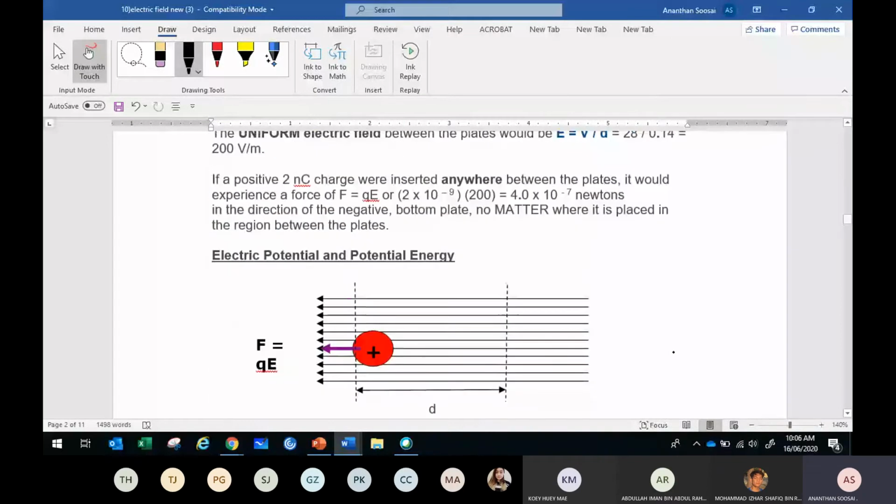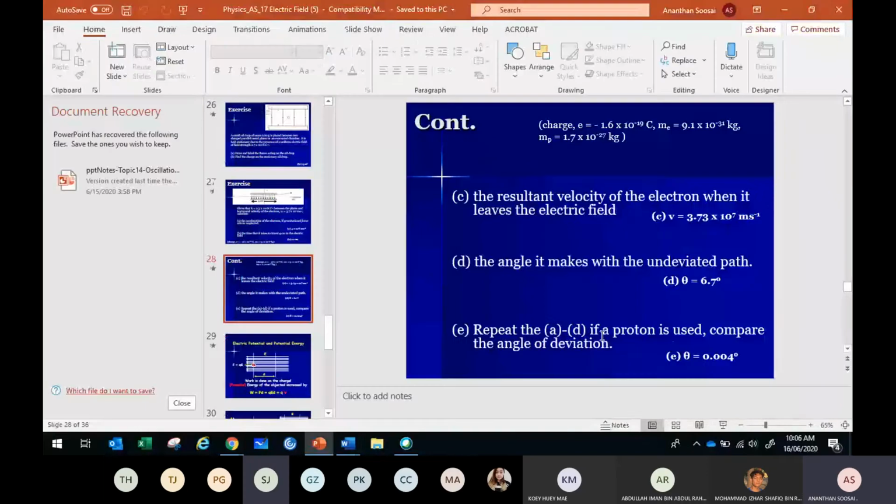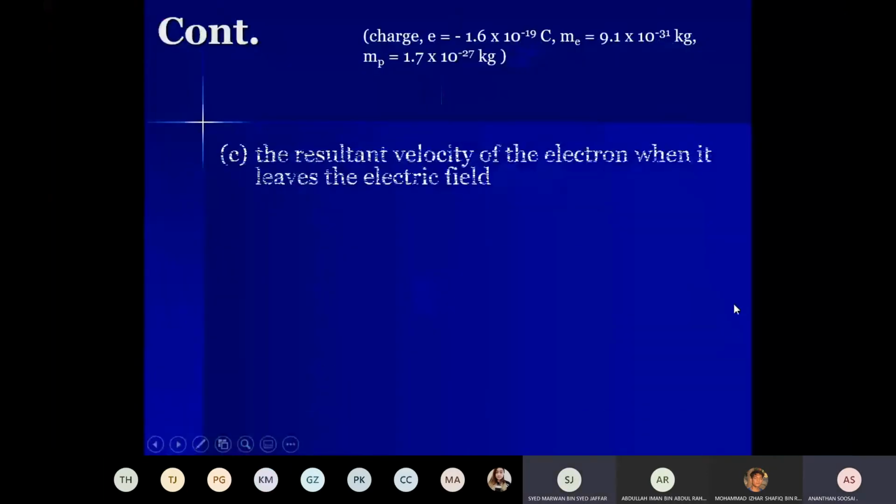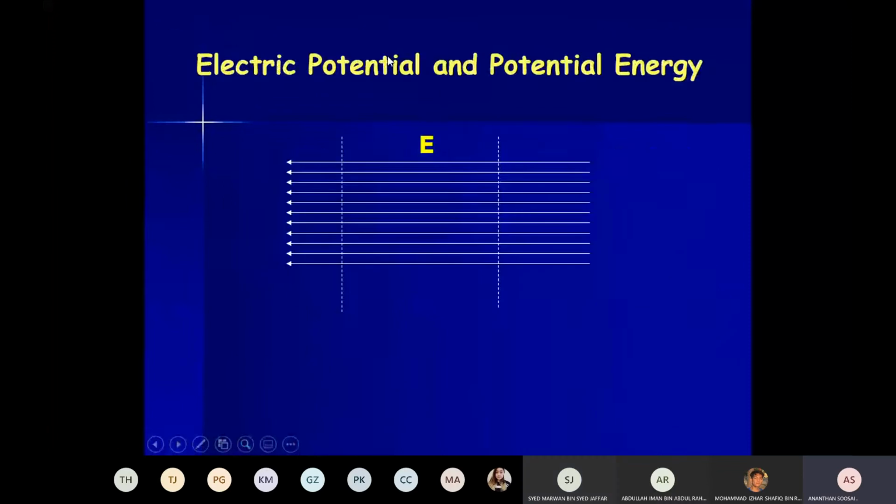Okay, so today we're going to talk about another part. We're going to talk about electric potential and potential energy. Okay, electric potential. Okay, so you see this diagram. The field is to the left.